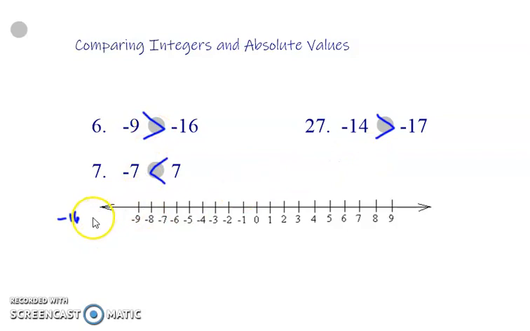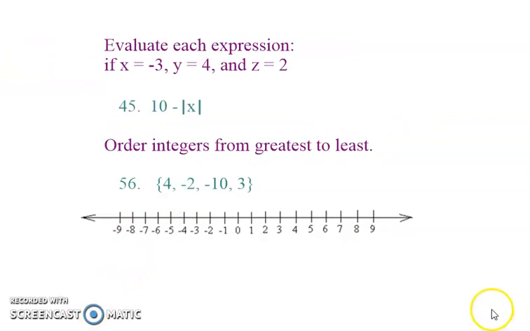Okay, so we've got a negative 14 somewhere down here also, and a negative 17. So the negative 17 is smaller, so negative 14 is greater than negative 17. And then this right here is looking at some opposites. We've got negative 7 and a 7, and so of course negative 7 is smaller, or less than 7. Okay, and then there are some problems like this one where you have to evaluate it. So this right here would be the same exact thing as 10 minus the absolute value of negative 3. So it's going to be 10 minus 3, because the absolute value of negative 3 is just 3, so it equals 7.